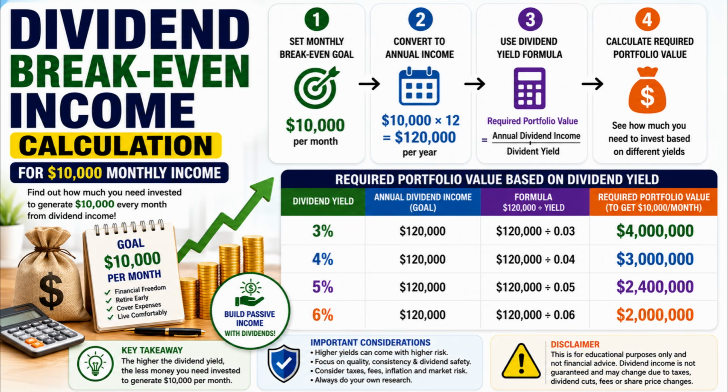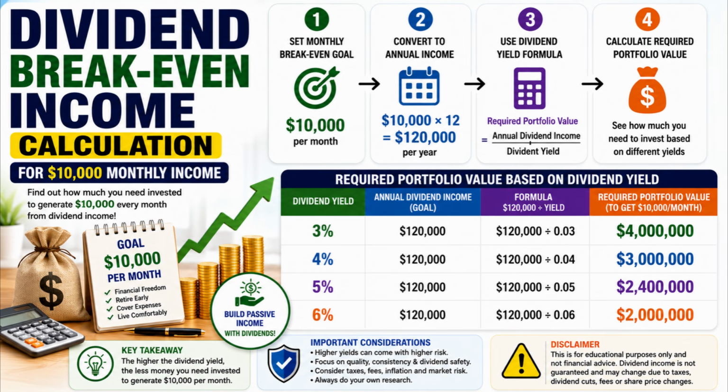In this video, we will discuss dividend break-even income calculation for $10,000 monthly income. To begin with, this example shows how much invested capital may be needed to generate $10,000 every month from dividend income. The goal is to estimate a break-even portfolio value, where dividends can help cover a large monthly income target without depending only on selling investments.